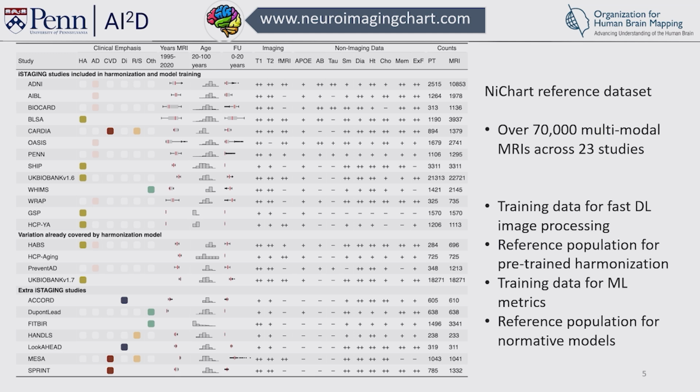This is the training data for our fast deep learning image processing. This is our reference population for pre-trained harmonization, so that any new data is automatically harmonized to this large reference population. This is our training data and fine-tuning data for all our ML metrics that have been previously published on smaller data sets and now have been rerun and improved on our NiCHART reference data set. And finally, for the purpose of contextualizing your images and your subjects, this is our reference population for normative modeling, so that you can understand how abnormal your subjects are.